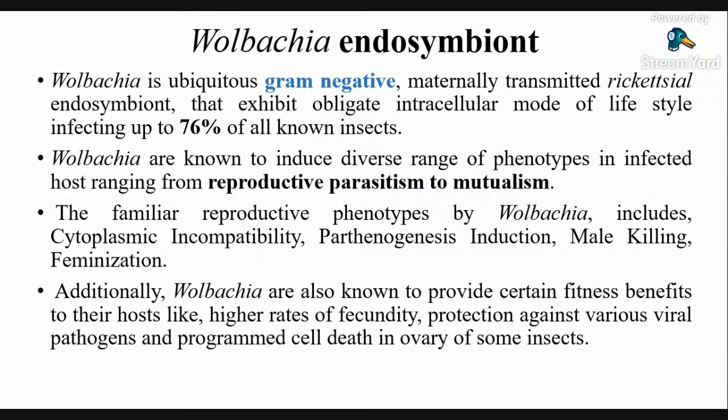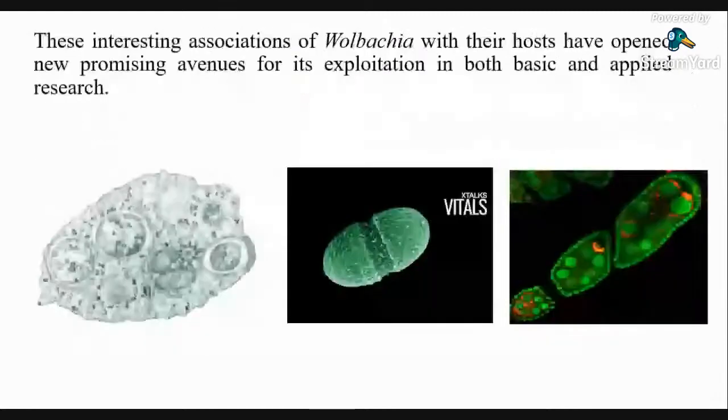Wolbachia provides fitness benefits to its hosts, like a higher rate of immunity protection against various viral pathogens. Wolbachia is known to induce diverse kinds of phenotypes in infected hosts, ranging from reproductive parasitism to mutualism. The familiar reproductive phenotypes caused by Wolbachia are cytoplasmic incompatibility, parthenogenesis induction, male killing, and feminization. This interesting association of Wolbachia with its hosts has opened new promising avenues for its exploitation in both basic and applied research.